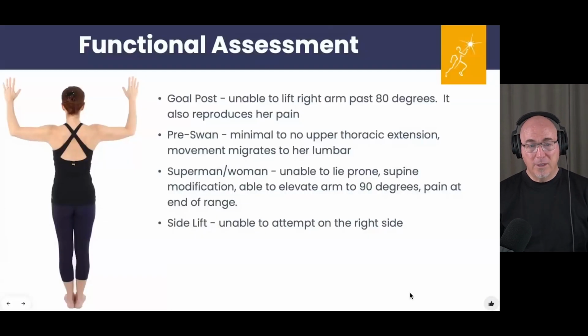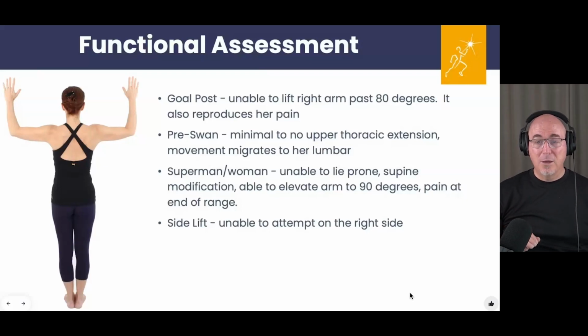And sure enough, I saw a couple of them up there. You're doing great. So goalpost: she was unable to lift the right arm past 80 degrees, and it also reproduced her pain. So right away, we know this is a great test, because if we're doing better, she's going to be able to get her arm up higher and higher and eventually lift the arm overhead. So we get a good baseline measurement of where she's at.